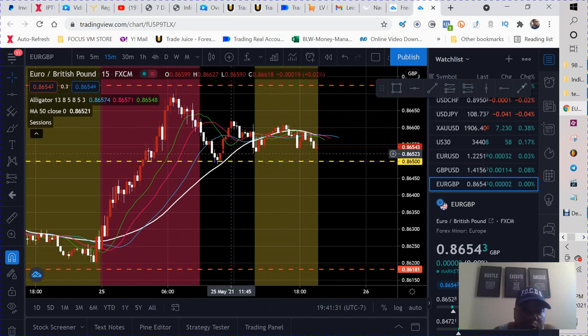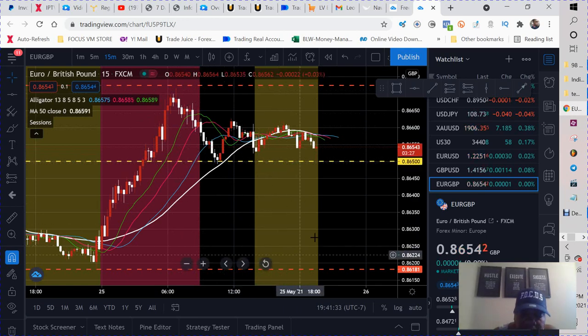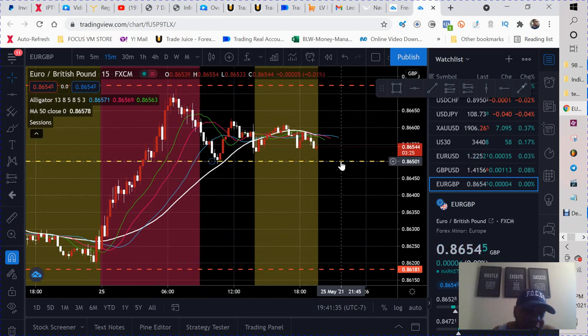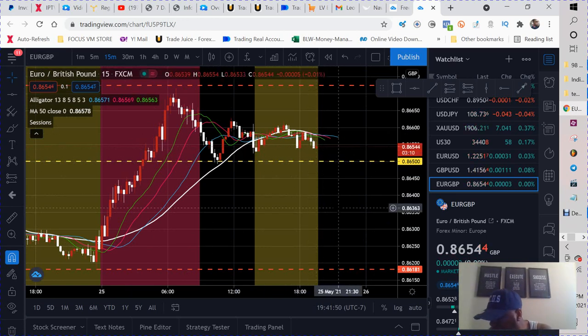But I will be patient and wait for it to break this level, and then maybe wait for the retest of this level here, and then let it come on to the downside and get them pips, baby. Okay. So, all right, that is my bias on EURGBP. I will be taking a sell on that.